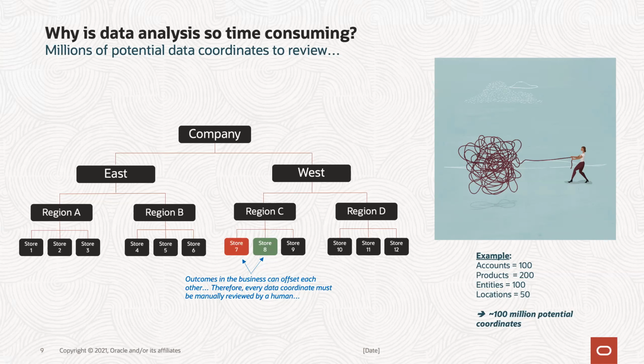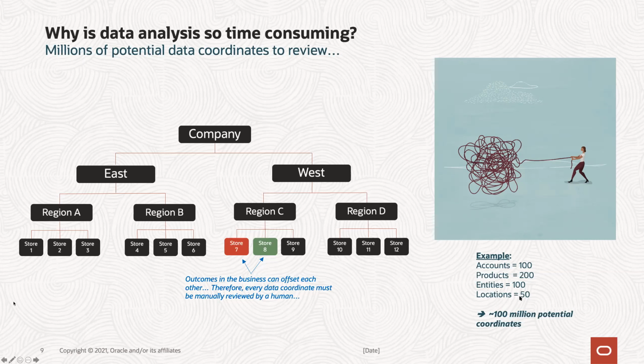Without eyeballing every single one of those data coordinates, you wouldn't realize that. So it's very important to do lots of ad hoc analysis and spend hours looking at all these data coordinates. What we're challenging is why have humans do that? A machine can do that much faster.